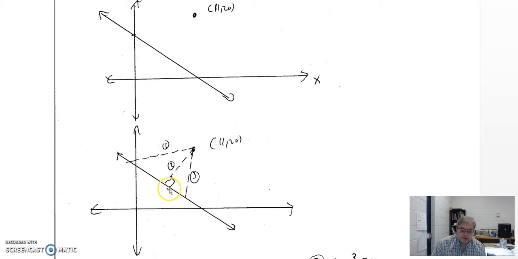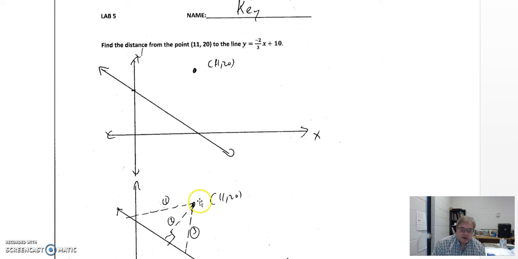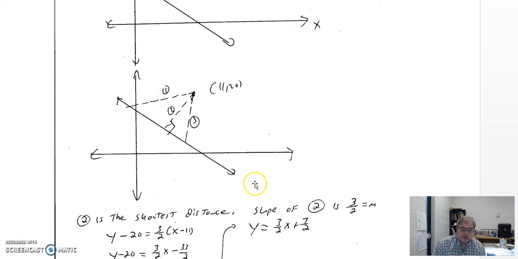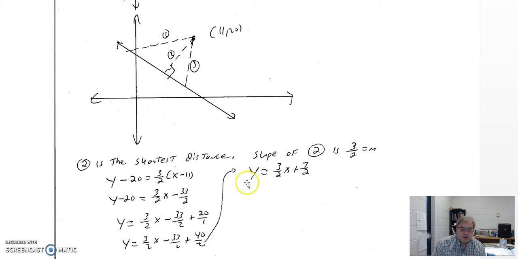So that's kind of the first key to this: if this is a right angle, you know the slope of this line is negative 2/3. So the slope of what I'm calling line 2 has to be the negative reciprocal, and that would be 3/2. So slope of 2 is 3/2. I have the point. I know that point's (11, 20). I use point-slope form, and I'm going to solve this for y. And I get y equals 3/2 x plus 7/2. So that's the equation of this line.